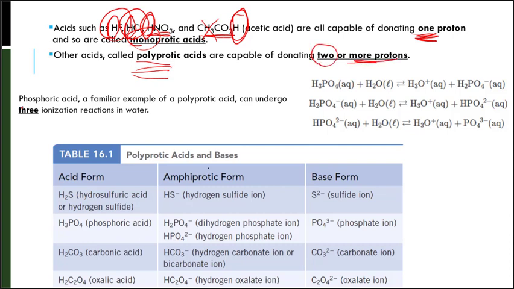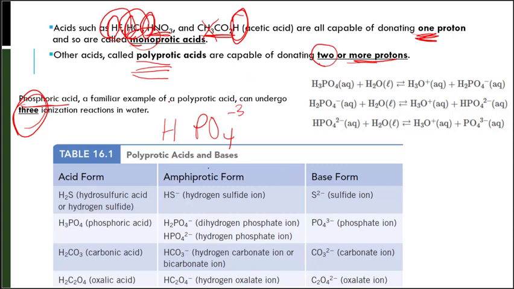Let's look at phosphoric acid, for example. Phosphoric acid is a very familiar example of a polyprotic acid, and it can undergo 3 ionization reactions in water. Phosphoric acid combines when we have a hydrogen, obviously, and phosphate, PO4. And PO4 is a -3 charge.